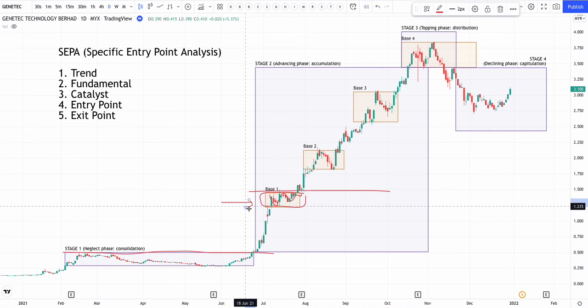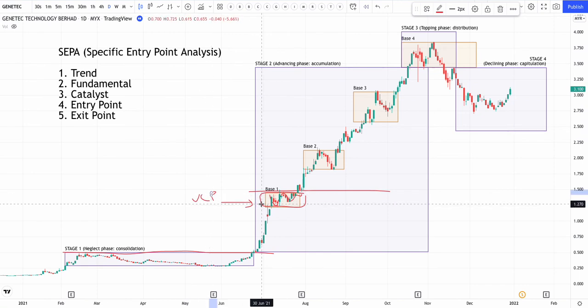If we see a VCP pattern, the volatility is contracting towards a very tight point of entry and exit, a very tight point of support and resistance. So that is what we call the VCP pattern.